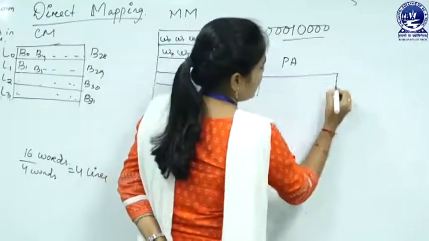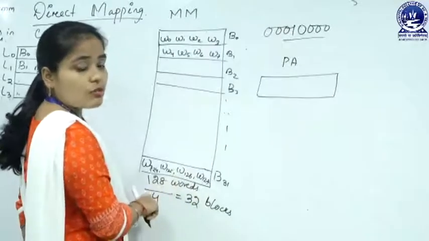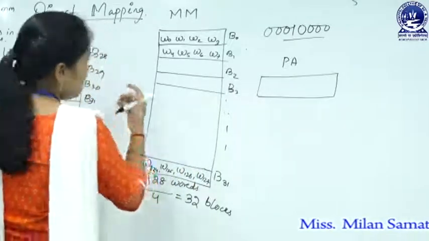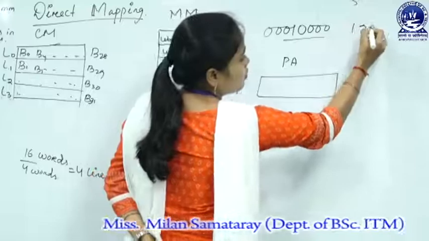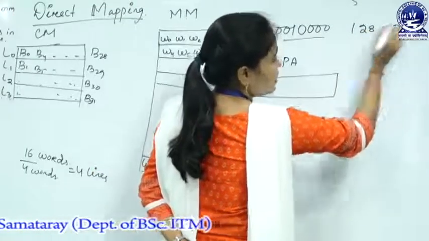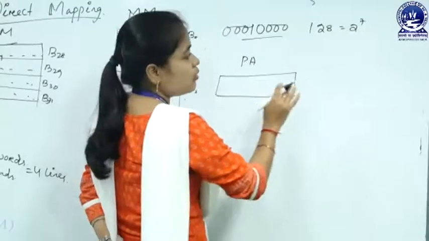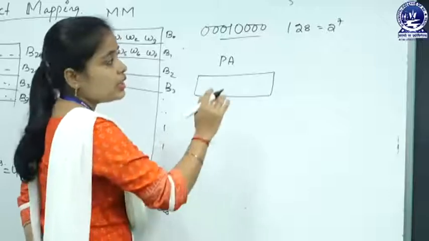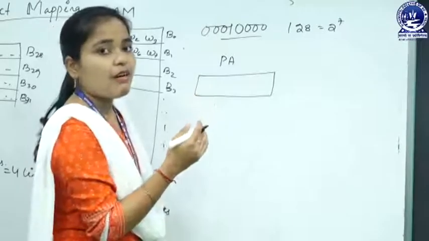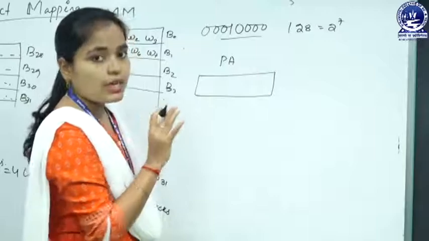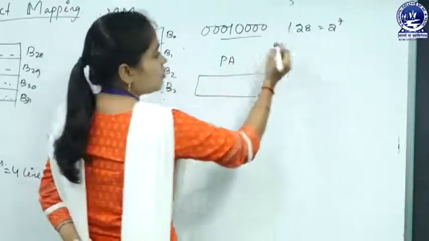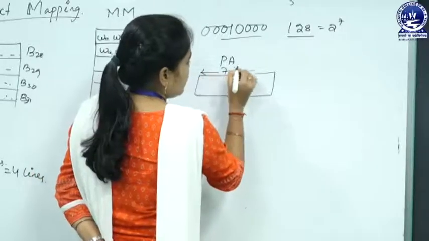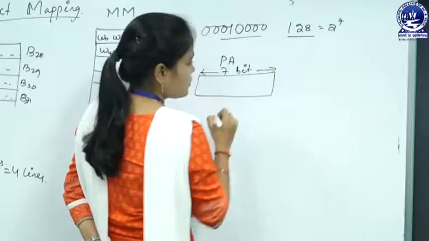So the physical address size will be, to represent these 128 words, 7 bits. Why? Because 128 is equal to 2 to the power 7. Whenever you are confused about the number of bits required to represent a word or a memory, you just have to convert it into a power of 2. Whatever the power of 2, that will be the number of bits. Here 128 is 2 to the power 7. So the physical address size is equal to 7 bits.